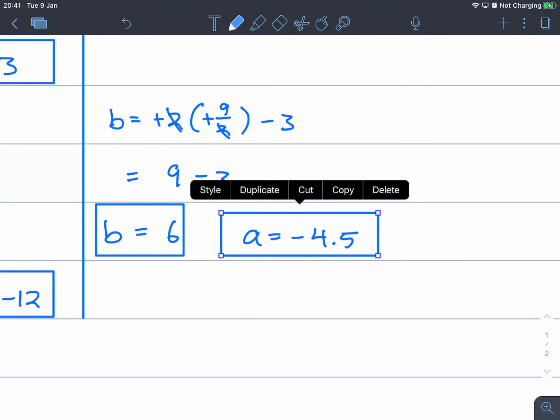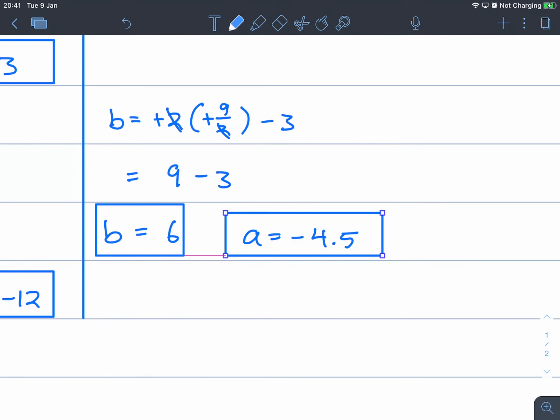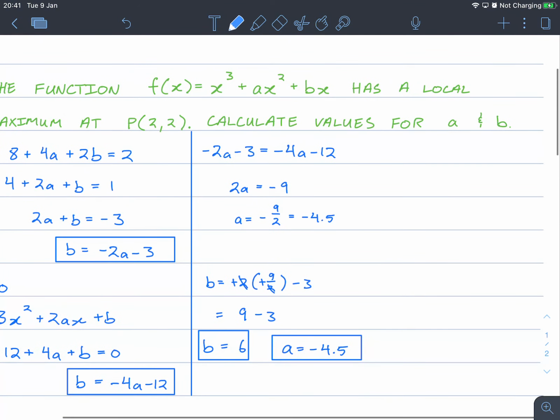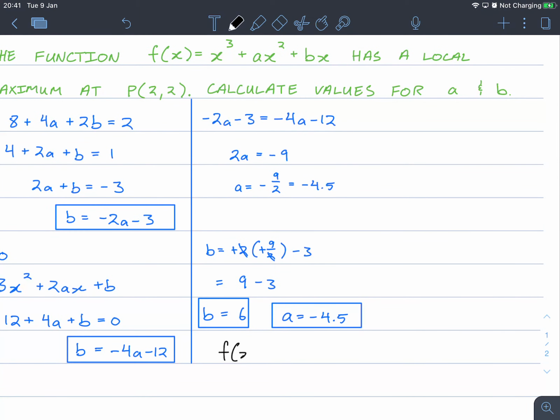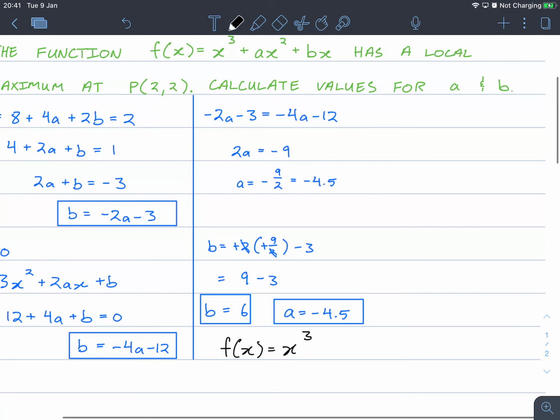And just for good measure, let's rewrite our original function with the new values that we know. So, writing this in, f of x is equal to x cubed plus, instead of plus ax, it's going to be minus, because a is now negative 4.5, so negative 4.5x squared, and plus bx, that's going to be plus 6x, because b is equal to 6.